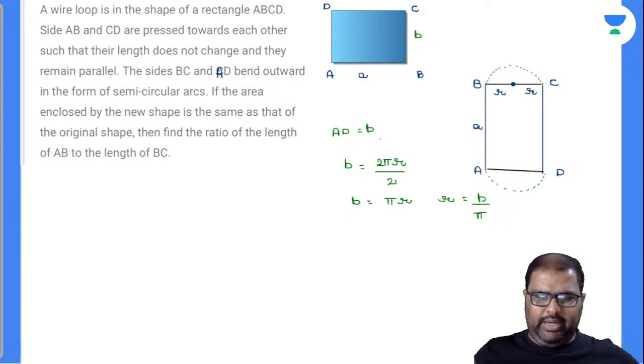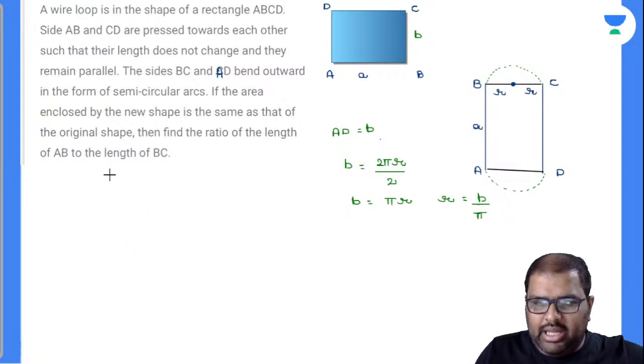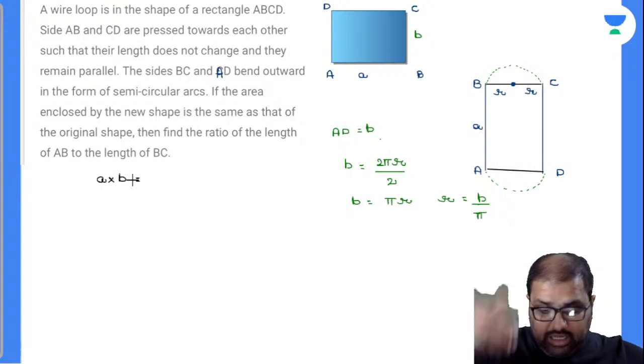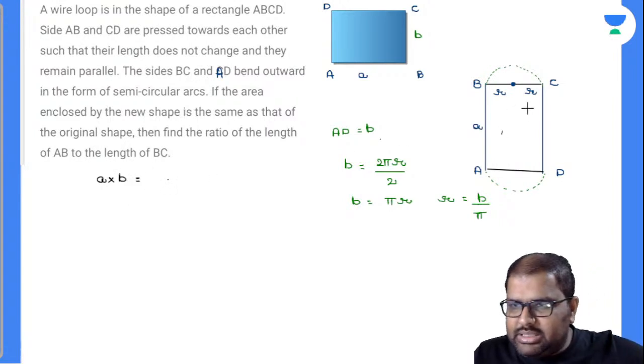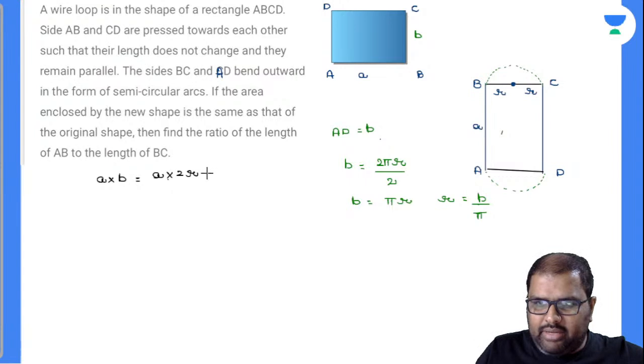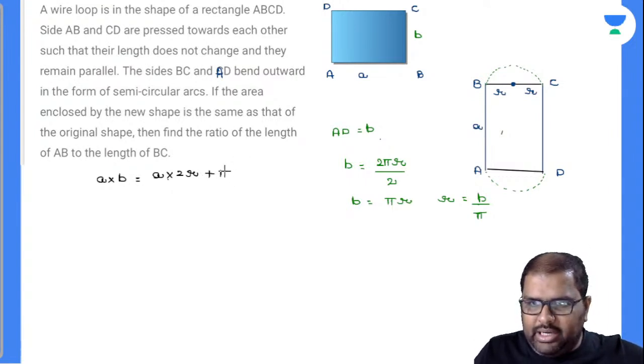Come to the next point. What is the point given there? The area of the original shape is the same as that of the new shape formed. The area of the original shape is nothing but A into B, everybody knows this. It is equal to the area of the present shape, which is how much? This is again a rectangle only, right? A into 2r. The protruded two semicircular arcs are equal to pi r square by 2 plus pi r square by 2. I will take this as pi r square, both combined together.